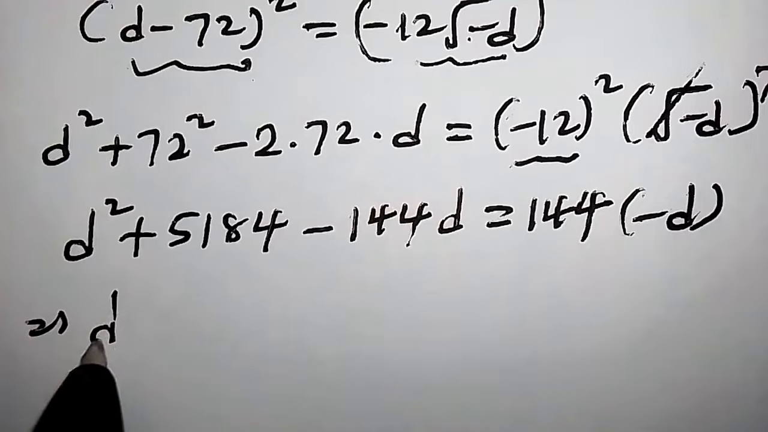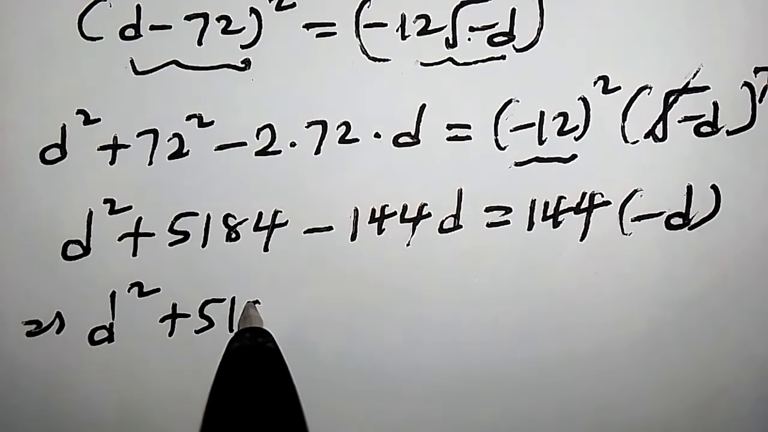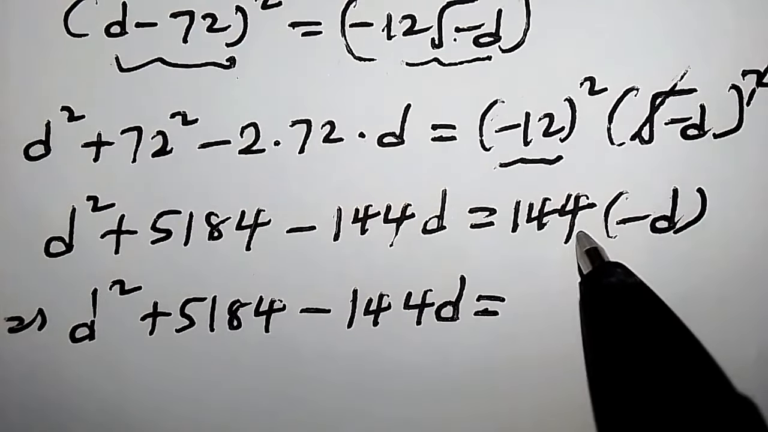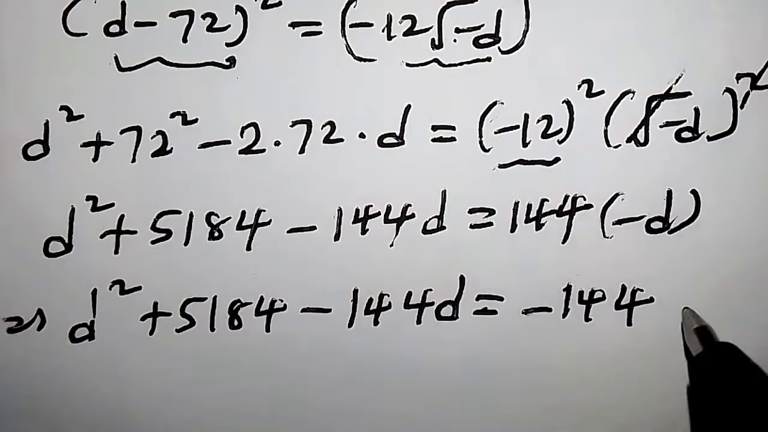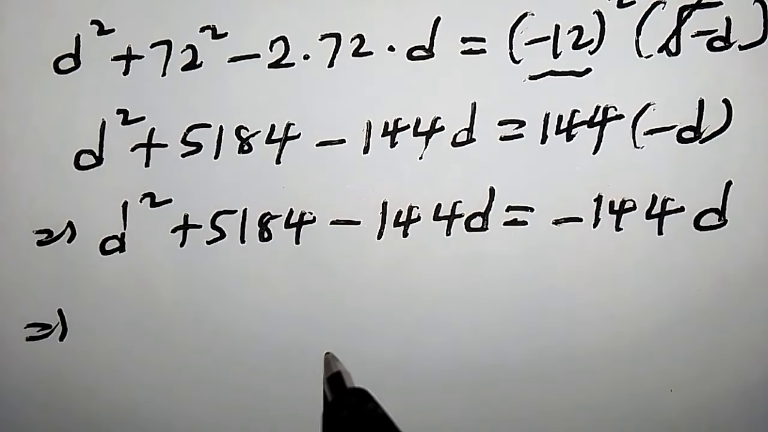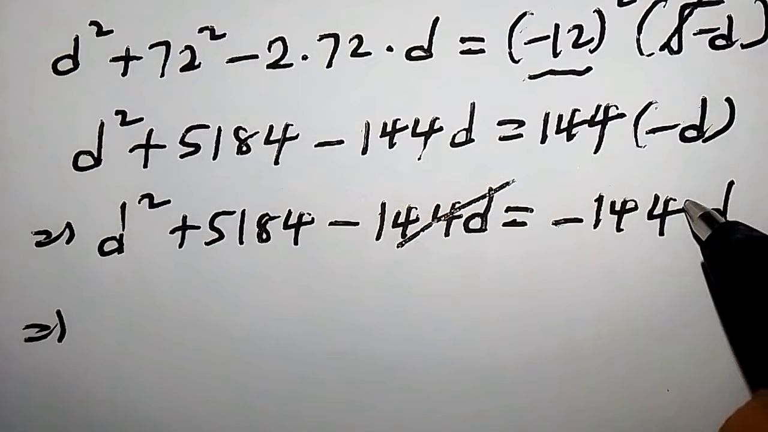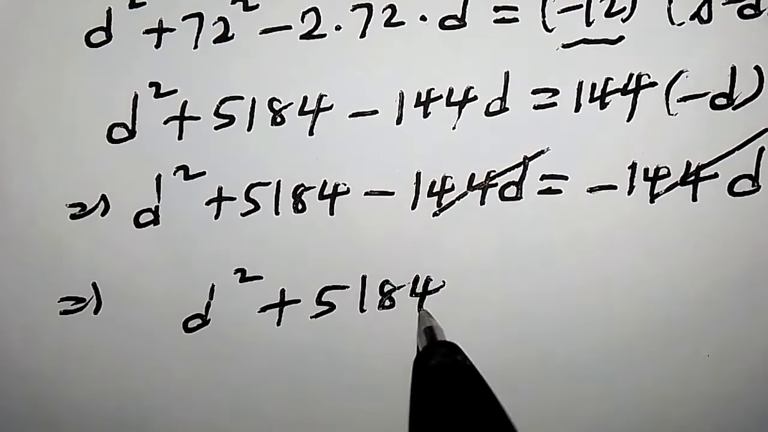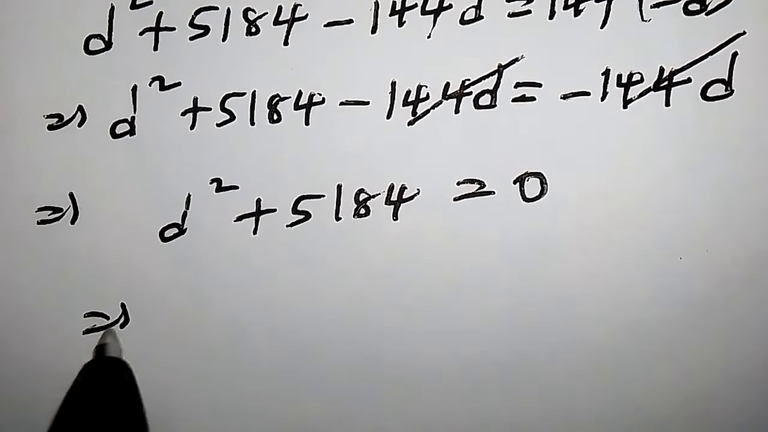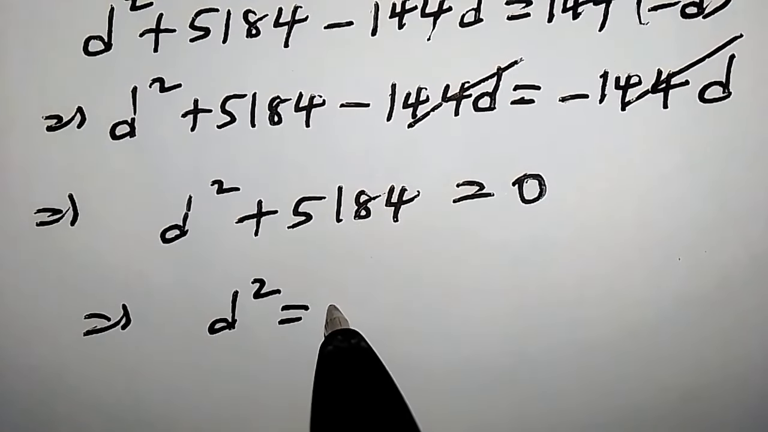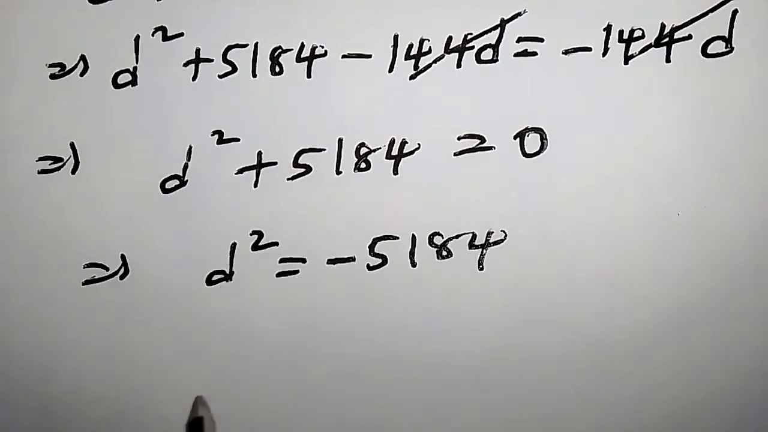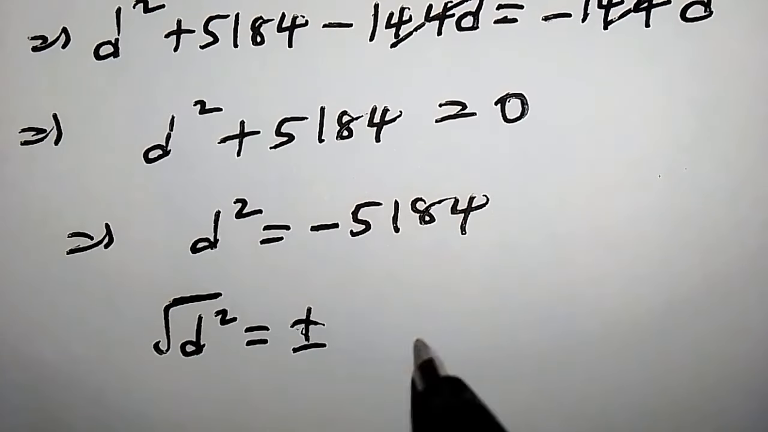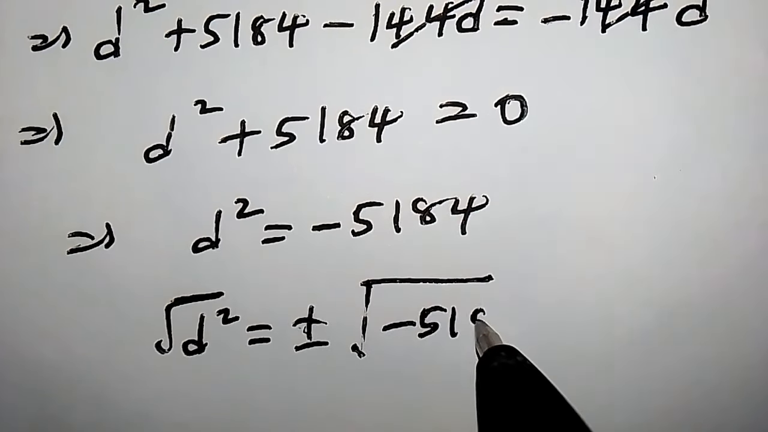This means that d squared plus 5184 minus 144d is equal to what? 144 times minus d, that is minus 144d. This implies that you will observe that minus 144d cancels out, so we are left with d squared plus 5184 equal to 0. This implies that d squared is equal to minus 5184. If we take a square root of both sides, we have square root of d squared equal to plus or minus square root of minus 5184.